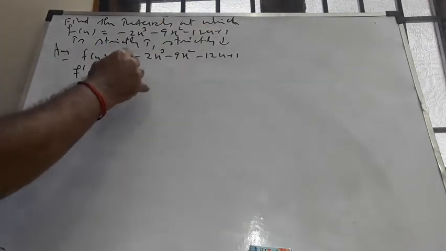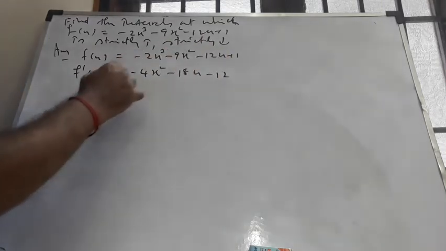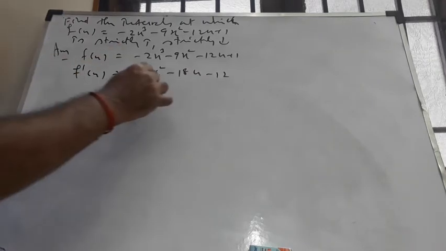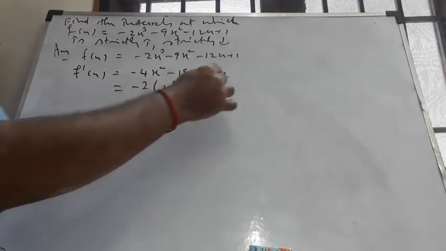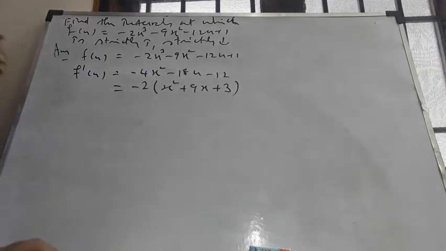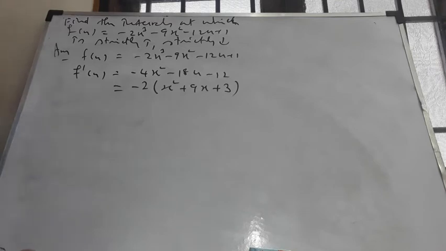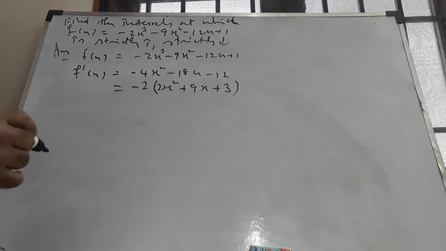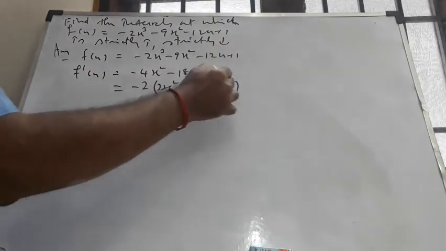Now, f dash of x is minus 4x square minus 18x minus 12. Let me take minus 2 as common. I end up with x square plus 9x plus, in fact, 3. Is it clear? Am I right? 12x, it's correct. Therefore, taking minus 2 as common, 2x square plus 9x plus 6.